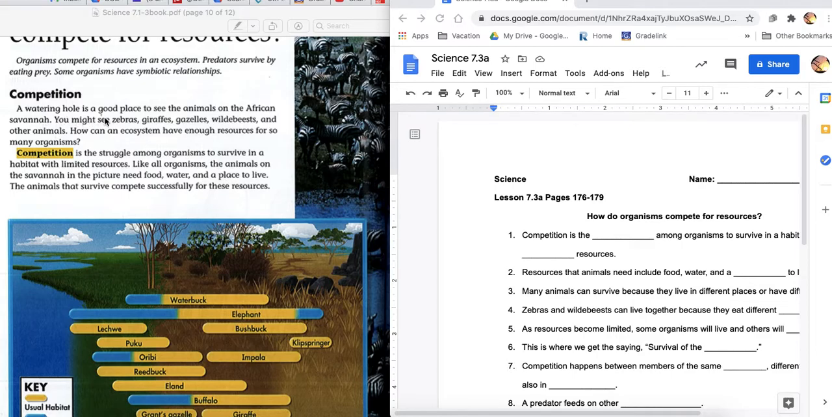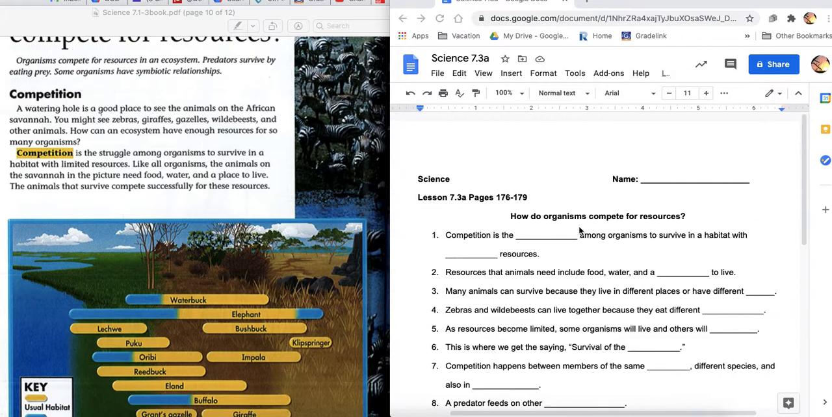A watering hole is a good place to see animals on the African savanna. You might see zebras, giraffes, gazelles, wildebeest, and other animals. How can an ecosystem have enough resources for so many organisms? Number 1 in your notes, competition is the struggle among organisms to survive in a habitat with limited resources, okay?